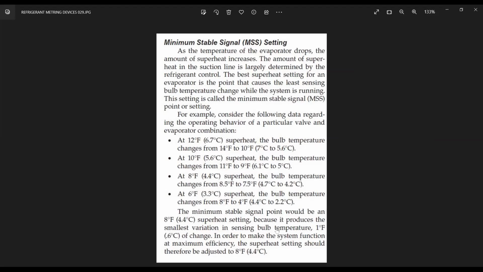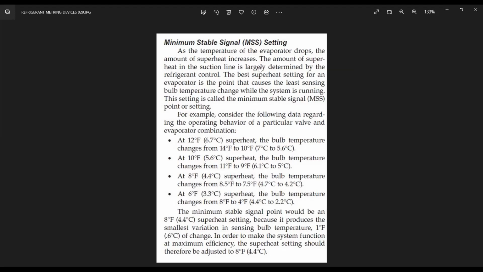So in order to make the system function at maximum efficiency, the superheat setting should be adjusted to 4.4 degrees Celsius for this particular thermostatic expansion valve. Whatever the changes in temperature, you want to keep the variance in the sensing temperatures as small as possible so that the superheat is constant all the time, so that you get the maximum efficiency. Otherwise, with more variance, it will take more time to get the superheat. That is the idea.